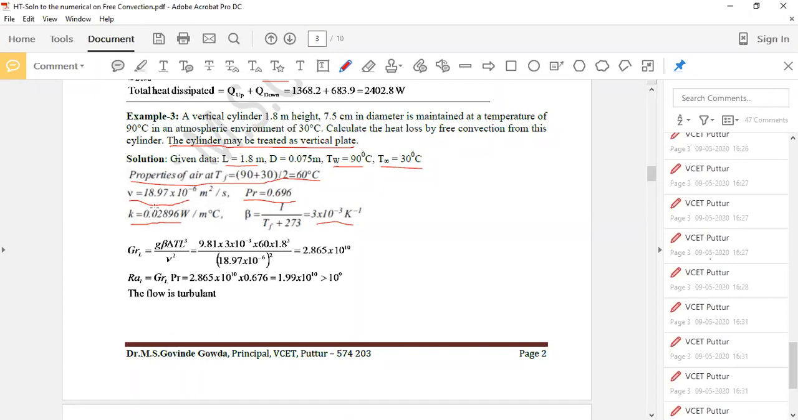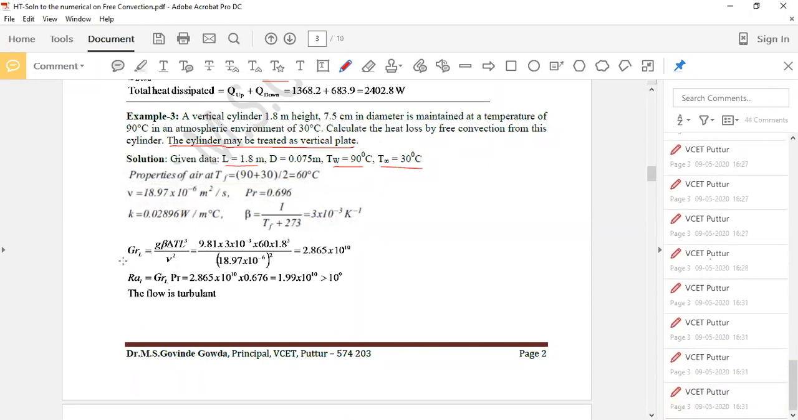Once you read all these, the next step is to find the Grashof number. Accordingly, Grashof number is g beta delta T L cube by nu square, where L is the vertical height of the cylinder. The product of Grashof number and Prandtl number, which is the Rayleigh number, is calculated to be 1.99 into 10 to the power of 10, which is greater than 10 to the power of 9.